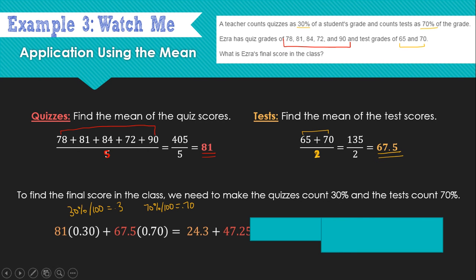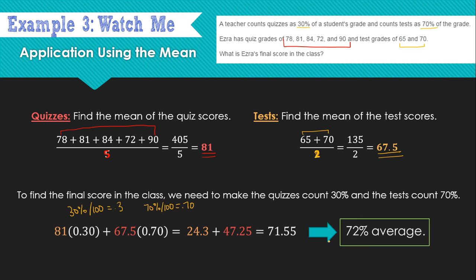And then we just simplify. So plug this in your calculator. You're going to end up with 24.3 plus 47.25. That total is going to be 71.55. Since we're talking about Ezra's score in the class, this would be rounded up to a 72%. That would be the average of Ezra's score in the class.